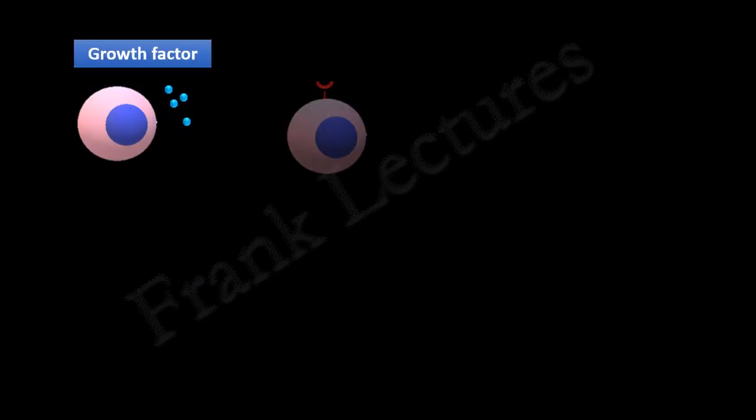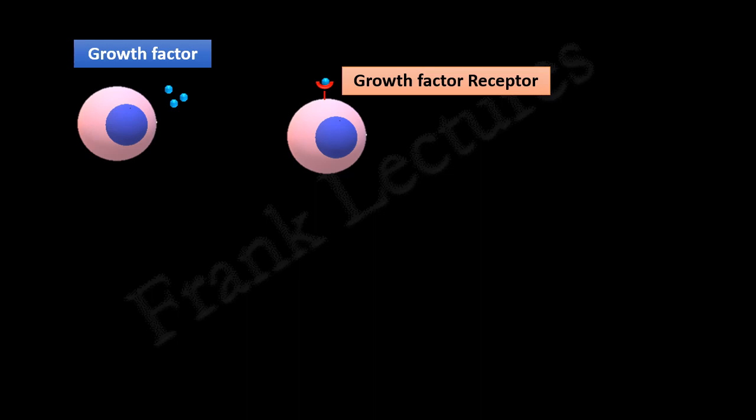Let's say this is a cell that secretes a growth factor. Once released, this growth factor acts on a nearby cell. The nearby cell has a growth factor receptor on its surface. So, the growth factor binds to this receptor. Here, note that growth factors act in short range, and this kind of signaling is known as paracrine signaling.